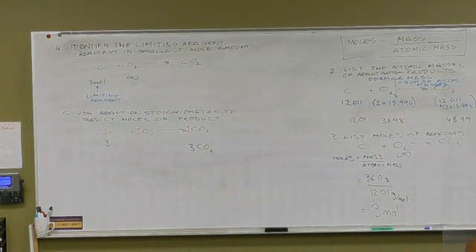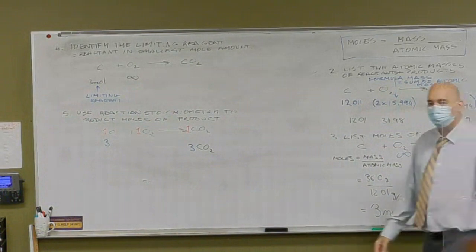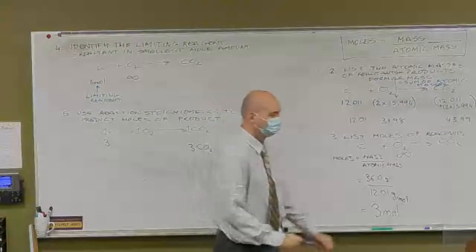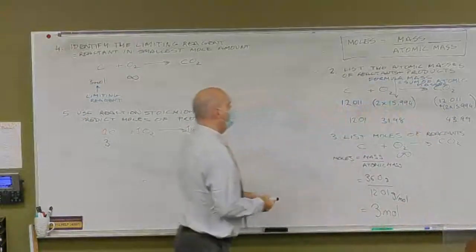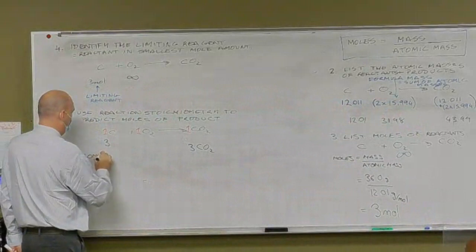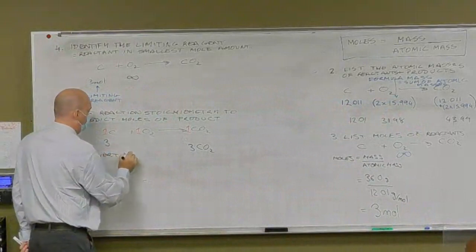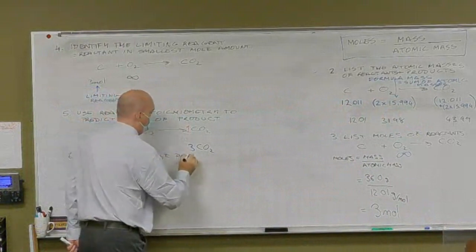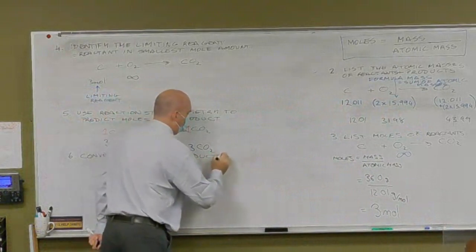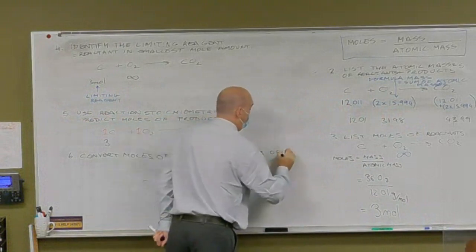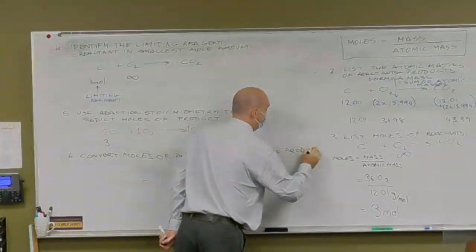Let's see how much time I have. Oh, I've got 4 minutes. I can slow down. Six. Convert moles of product to mass of product.